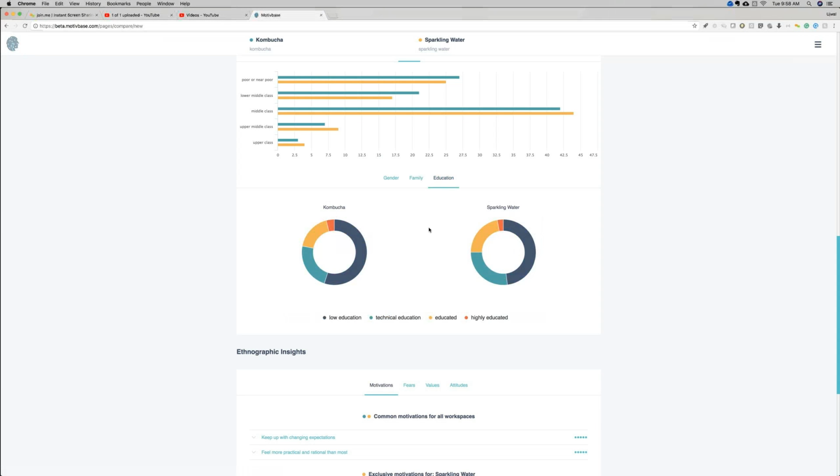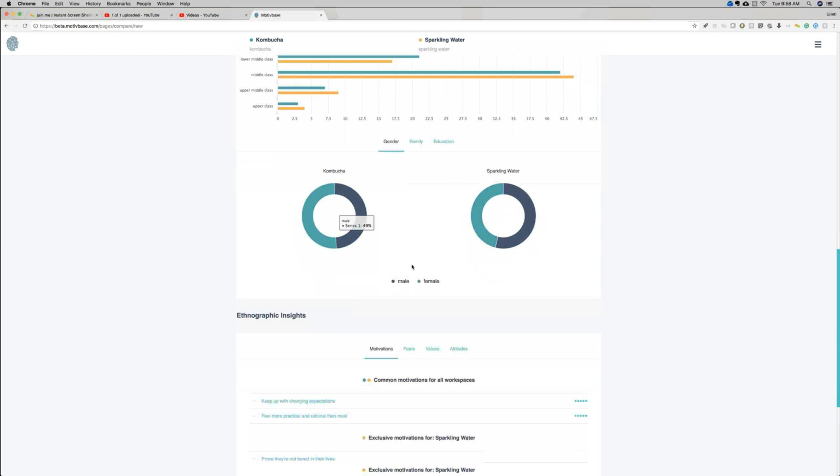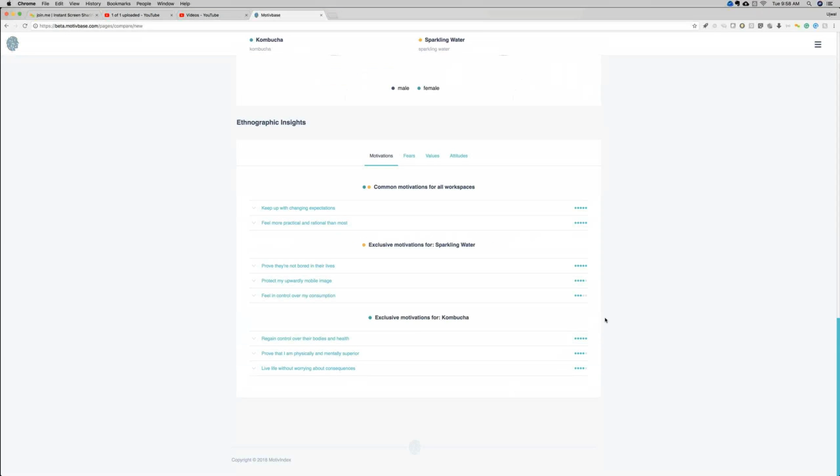Let's see, in terms of education, a little bit more of the educated consumer on sparkling water and less so on the kombucha side. So this also gives us a sense of where the marketing dollars, for example, or the innovation dollars might need to be focused on. Sparkling water seems to be a little more focused towards men as opposed to pretty even split on the kombucha side.